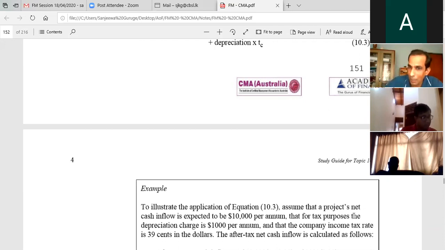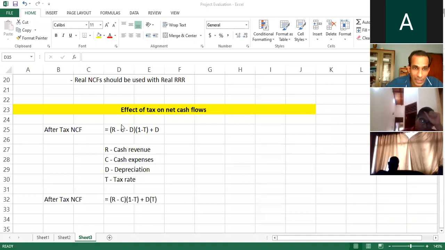Assume that the project's net cash flow is expected to be 10,000 per annum. So net cash flow means what? Net cash flow means directly they have given. So in this analysis, net cash flow means R minus C, the cash revenue minus cash expenses. That means this 10,000 means R minus C.